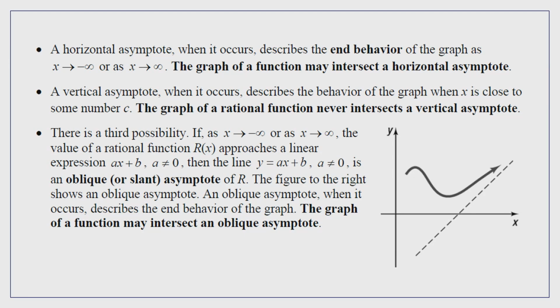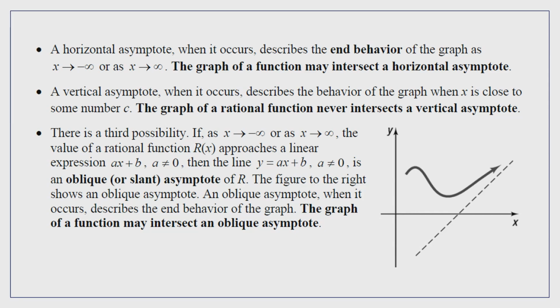Okay? There is a third possibility as well. So if as x approaches negative infinity or as x approaches infinity, the value of a rational function r of x approaches a linear expression, ax plus b, where a does not equal 0, then the line y equals ax plus b, where a does not equal 0, is an oblique or slant asymptote of r.